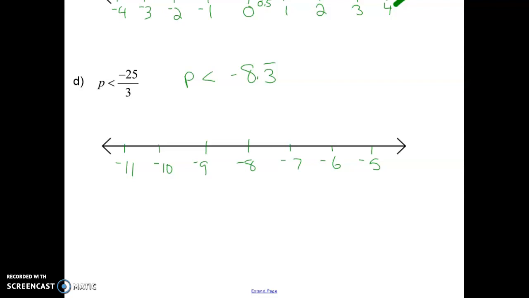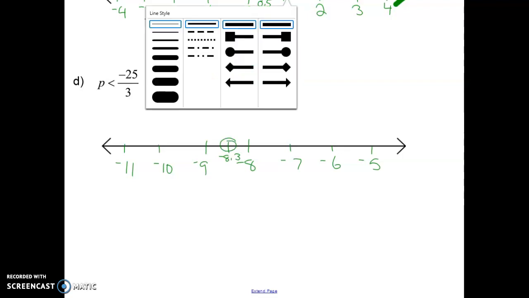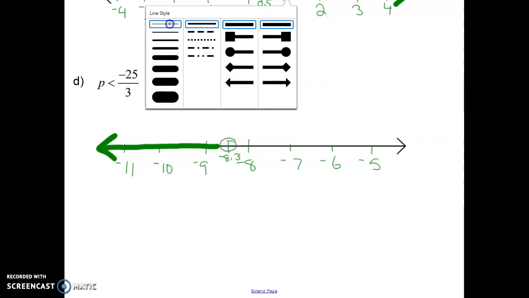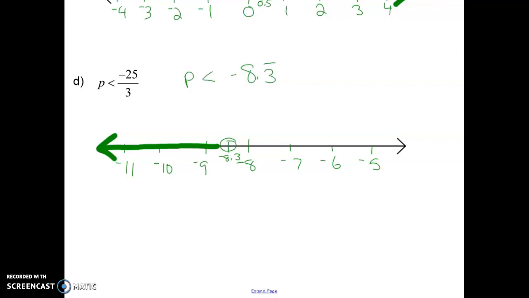This time I have P is less than negative 8.3. So this time I'm going to draw a hollow circle at negative 8.3. I'm not going to shade it in because I don't have the equal sign under my inequality. But since P is less than negative 8.3, I'm going to shade to the left, and I'm going to shade my arrow as well. Now to list four numbers that satisfy the inequality, I could use numbers like negative 9, negative 10, negative 11, and negative 12.